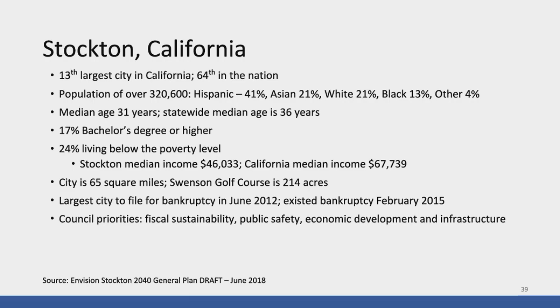Just to give you a little information about the city itself, we're the 13th largest city in California, 64th in the nation, population of about 320,000, which is a large city, and we're very diverse. We are a young city with relatively low educational achievement, high poverty level. You can see our median income compared to that of the entire state. The city itself is about 65 square miles, and I'm talking about a golf course that out of that 65 square miles represents 214 acres.